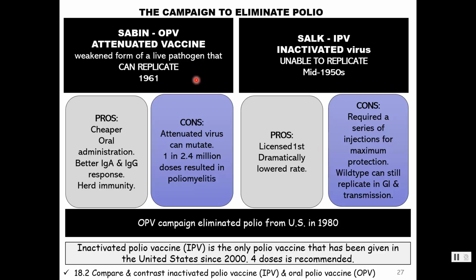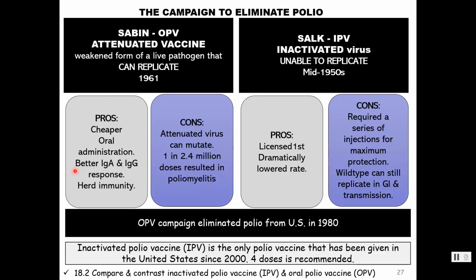Over here, Albert Sabin attenuated his vaccine, and so oral polio vaccine. So IPV is inactivated, OPV is an oral vaccine, and so it was a weakened form of live pathogen that can replicate. The pros to that is it was cheaper. It could also be given through oral administration, so kids are kind of okay with that. Some adults don't like shots either. And then it gave a better IgA and an IgG response.